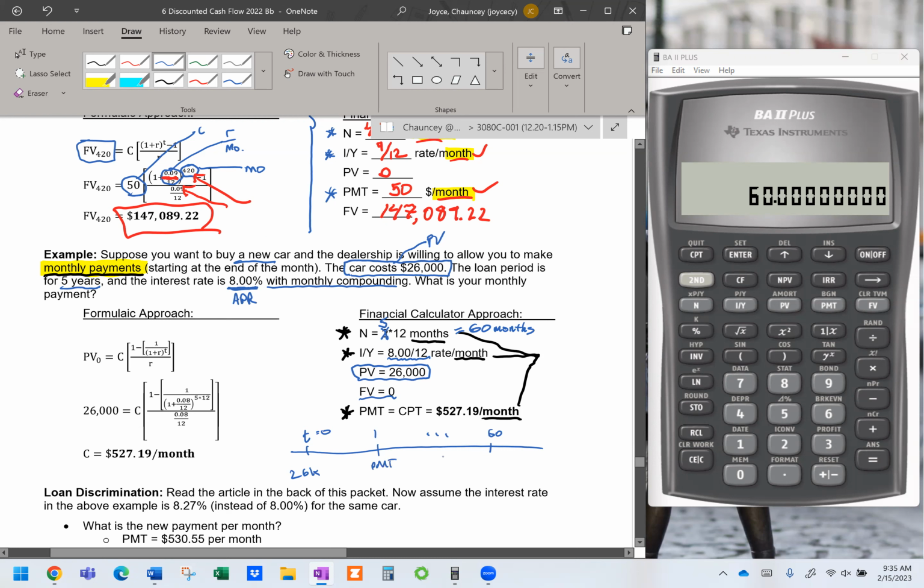All of these payments today will equal my present value. So the other way to think of that is there's no additional lump sum that you need to pay at the end of the loan period. You've paid the loan off to a zero balance.